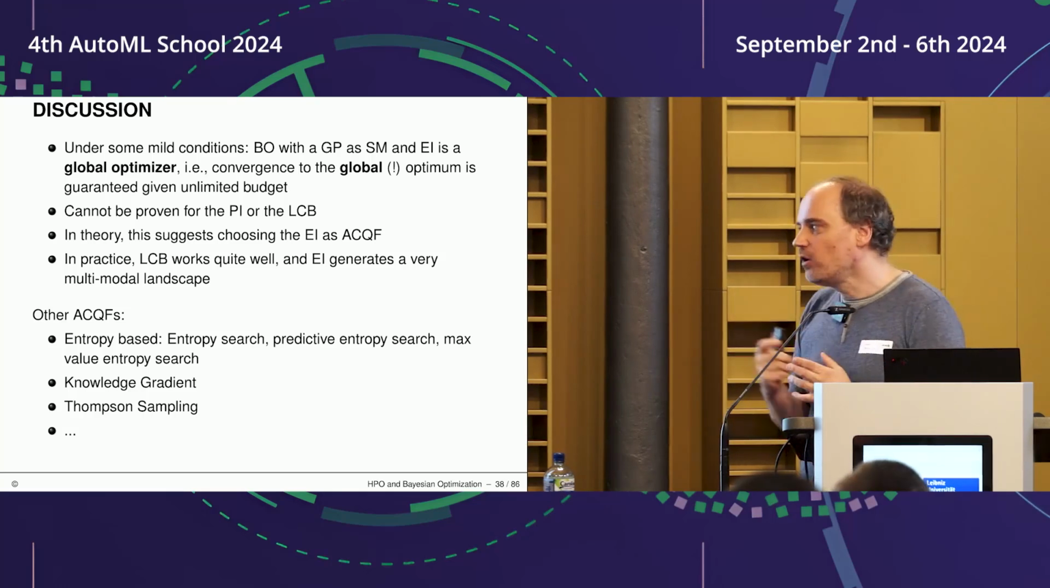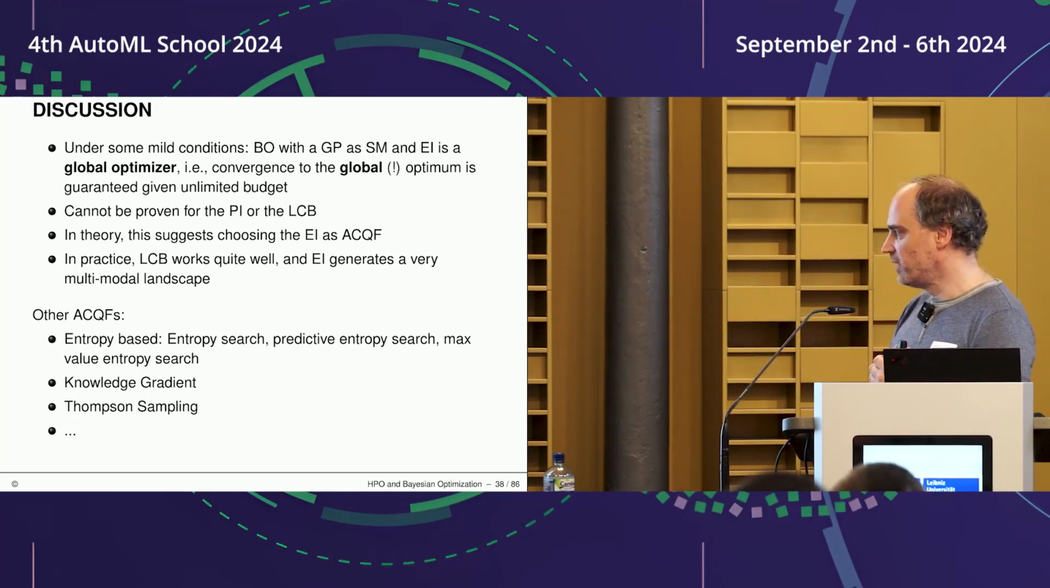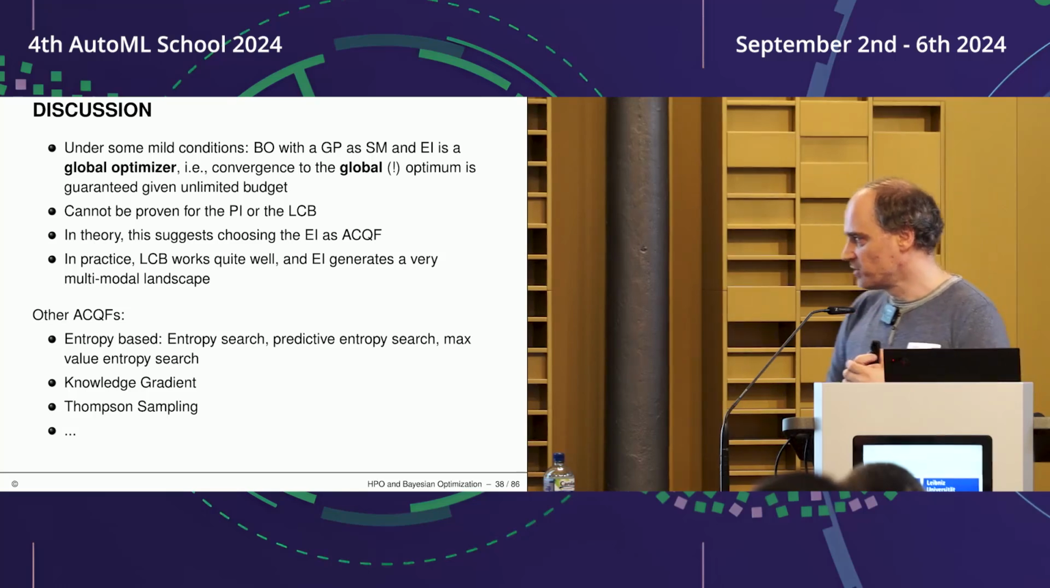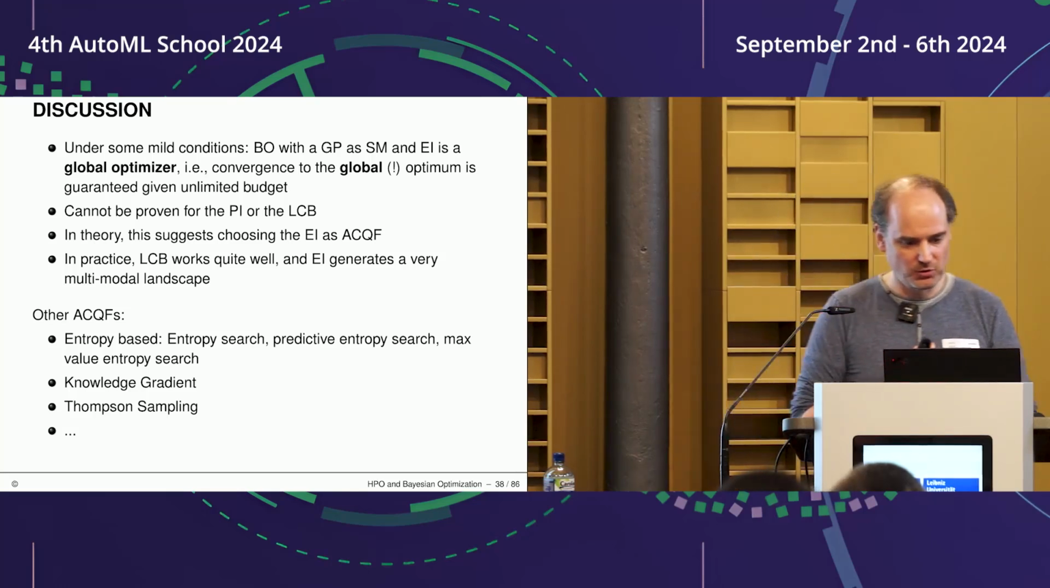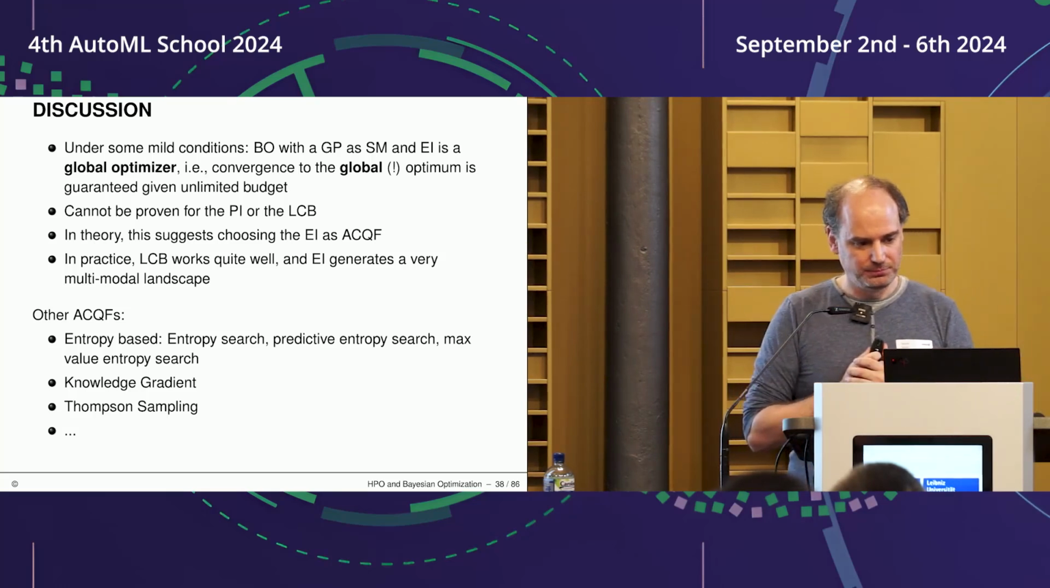And there are a lot of other more complicated things like entropy search, variants of that, knowledge gradient, Thompson sampling, and so on, for which I don't have time today to talk about them.